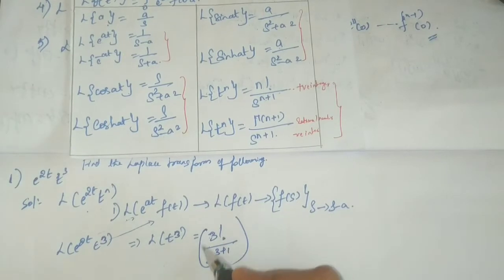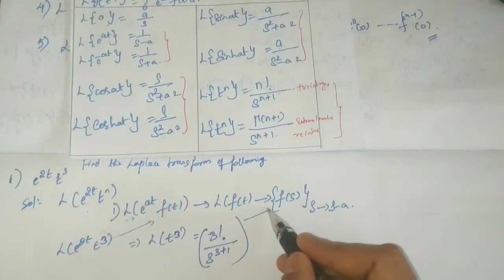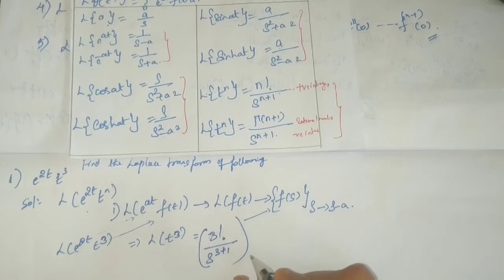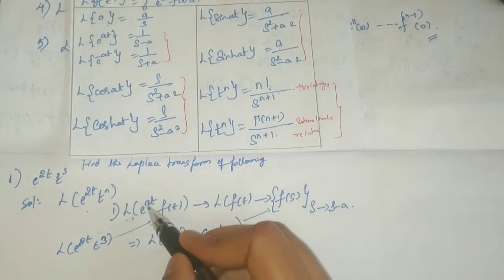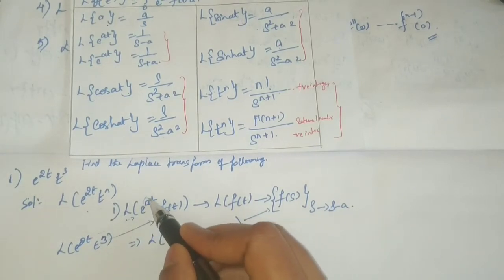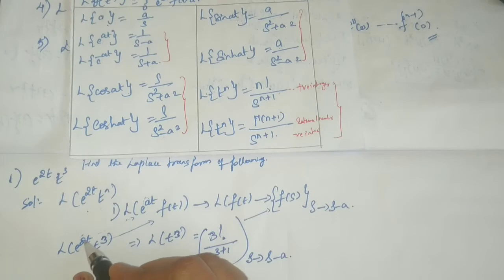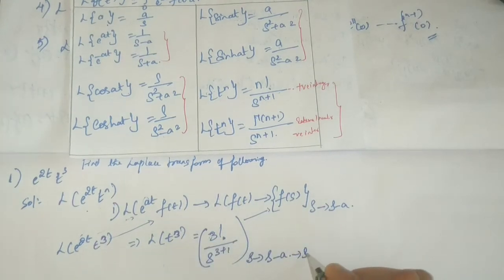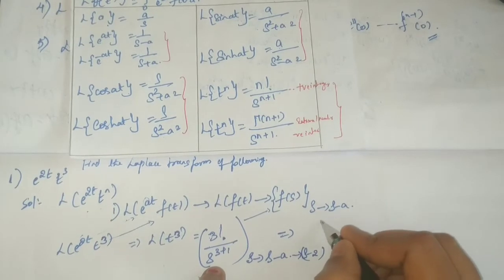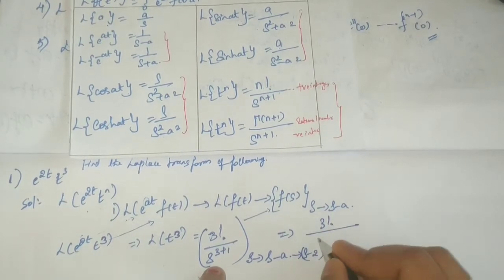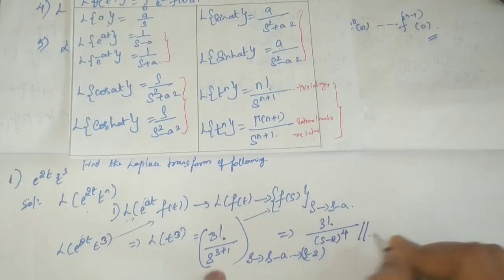You can see this is completely a function of s. For this, wherever s is there, you need to replace s with s minus a. What is a? a is the exponential value. So here the a value is 2. So you shift s to s minus 2. So this can be written as 3 factorial by s minus 2, the whole power 4.